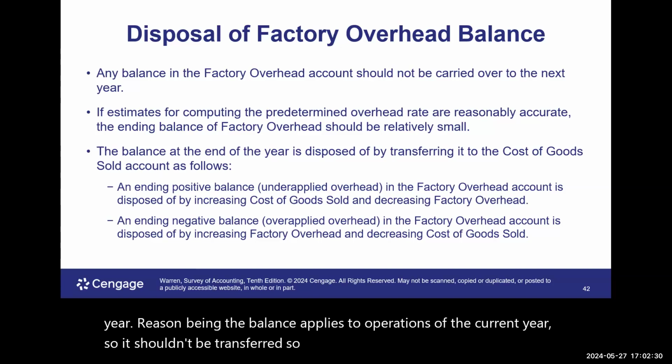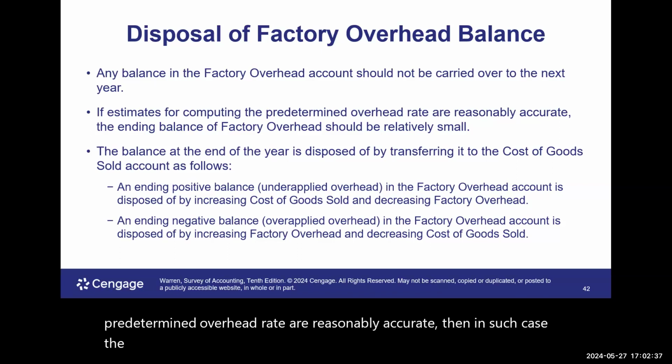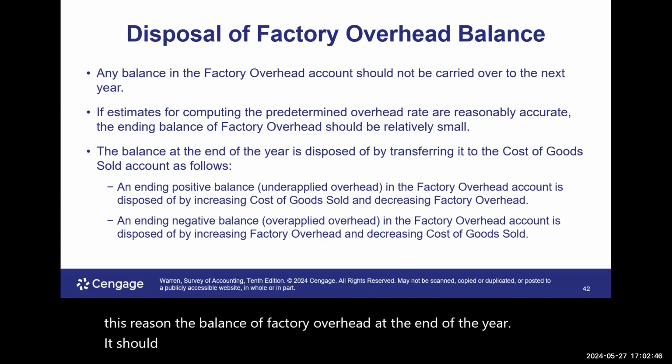So if the estimates for computing the predetermined overhead rate are reasonably accurate, then in such case, the ending balance of factory overhead should be relatively small. So for this reason, the balance of factory overhead at the end of the year should be disposed of by transferring it to the cost of goods sold account as follows.